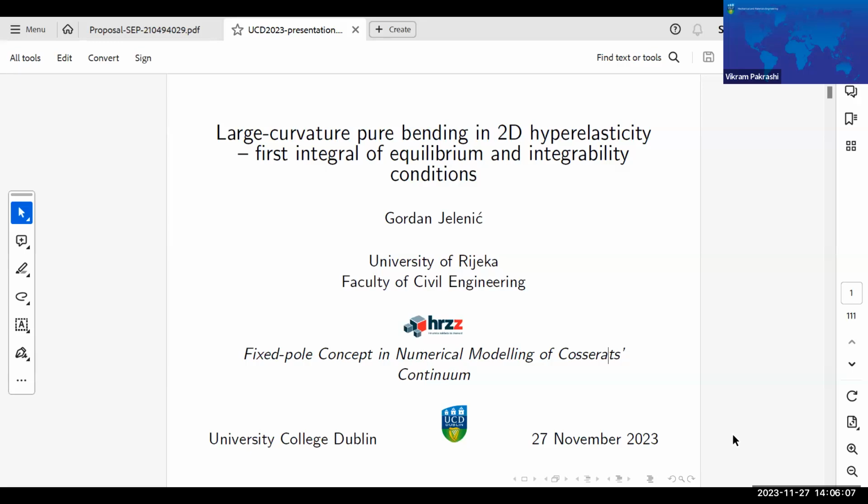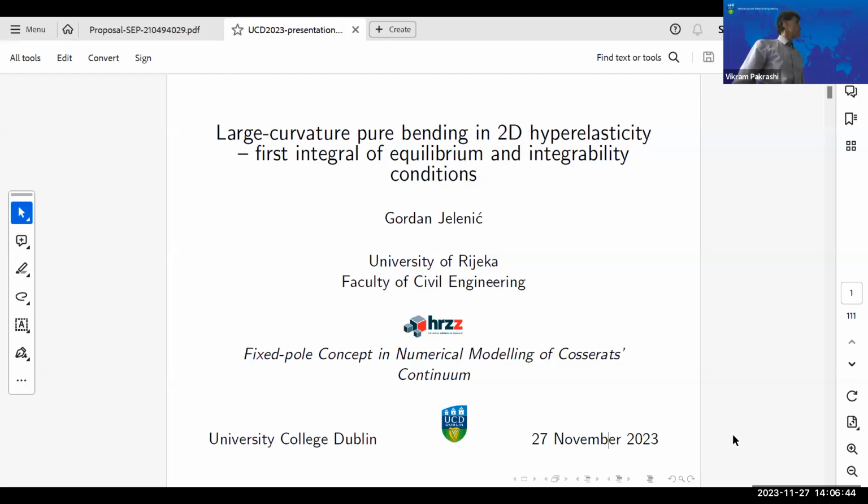What I currently do with my group is research on the Cosserat continuum, and we are running a project under the auspices of the Croatian Science Foundation, and as a part of that project, I looked a little closer into the topic that I'm presenting today, which is large curvature pure bending in hyperelasticity, with a specific emphasis on some properties that I find interesting, and some of them already reported, some of them not.